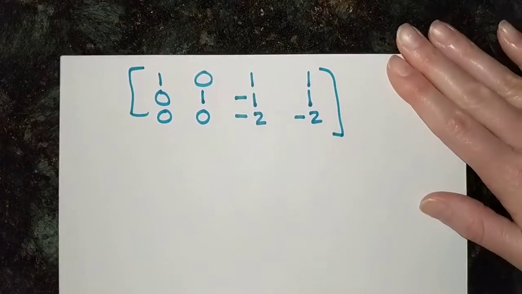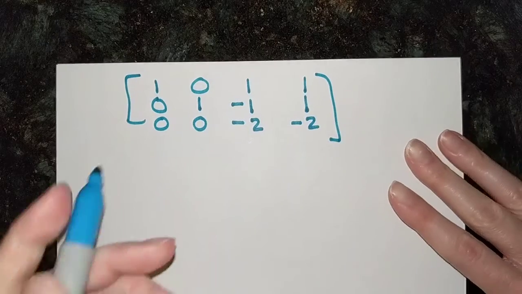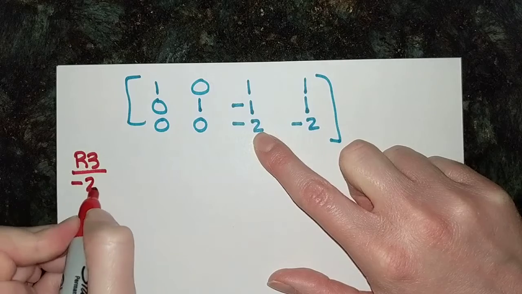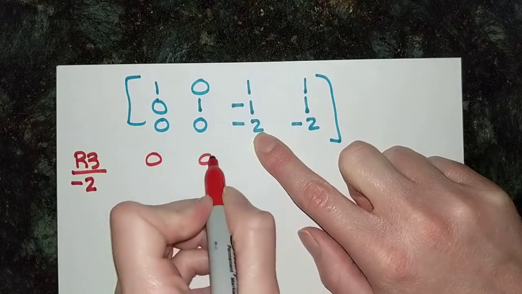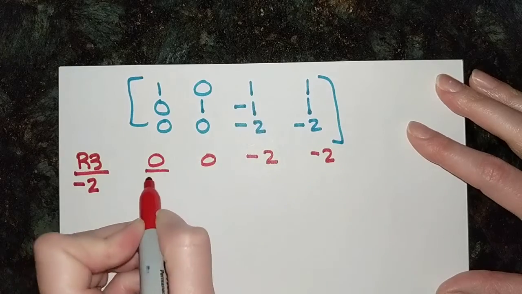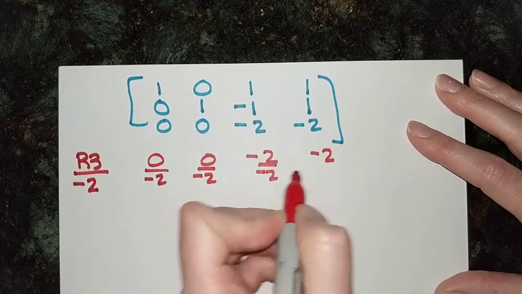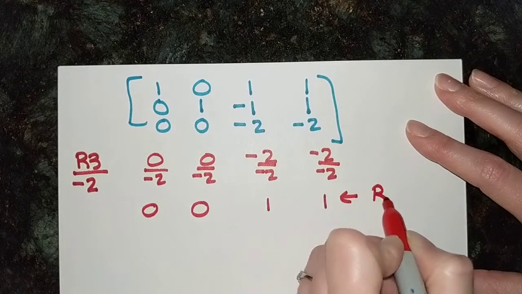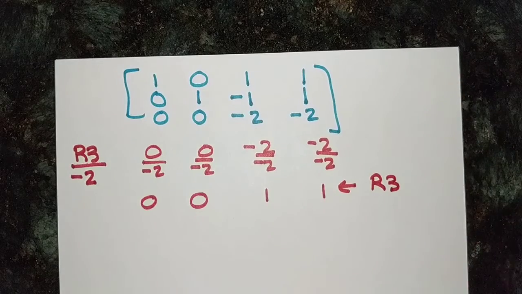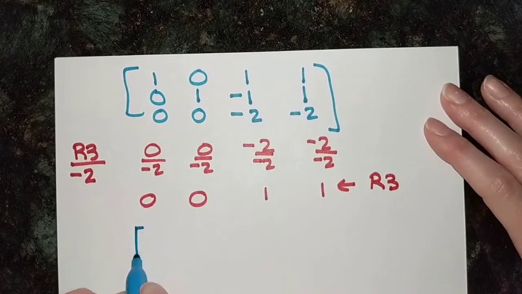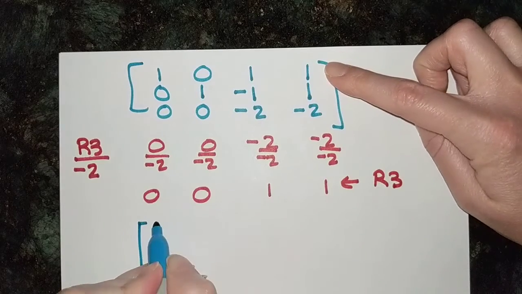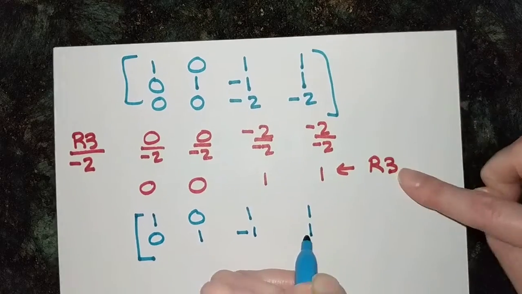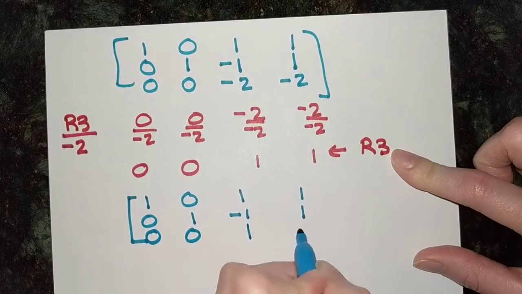Okay, so now we have to focus on getting row 3 complete. So for row 3, we will need to take row 3 and divide that by -2. So we'll have 0, 0, -2, -2, and divide all 4 of those numbers by -2 to get 0, 0, 1, 1 as your new row 3. Now, for reference, I always like to write down that new matrix. So with row 3 now added to this matrix, you'll have 1, 0, 1, 1, 0, 1, -1, 1, and then row 3, 0, 0, 1, 1.